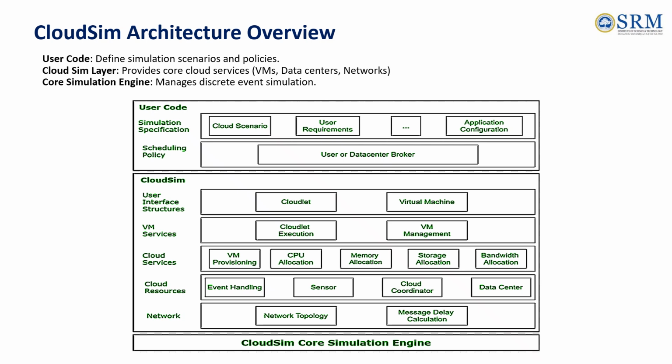The network layer manages network topology and message delay calculation. This is useful for studying communication delay between different cloud components. At the bottom, we have the CloudSim core simulation engine. This is the foundation of the entire architecture. It manages event scheduling, simulation time, communication between entities, and overall execution of the simulation. So overall, this diagram shows how CloudSim separates user requirements, cloud services, resources, networking, and simulation control into different layers for easy modeling and experimentation.